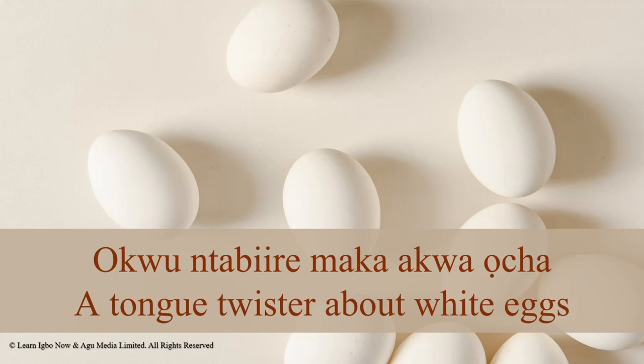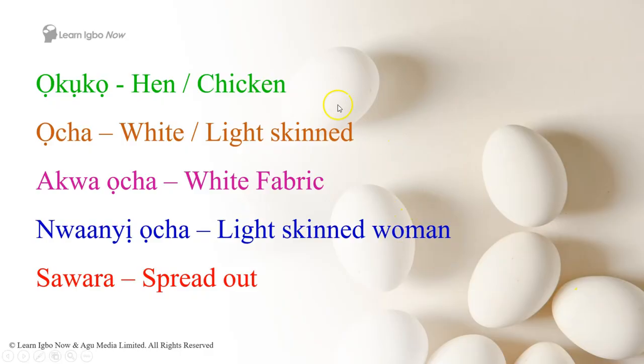of any language. But before we start, we're going to look at 5 key words that we'll learn in this tongue twister. And these words are okuko, hen or chicken. Okuko gafere ebe a. The hen walked past this place. Okuko, hen.